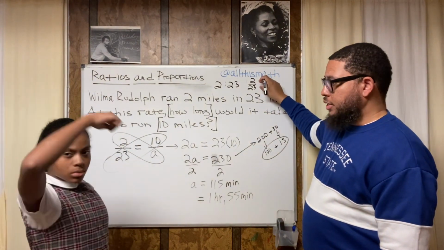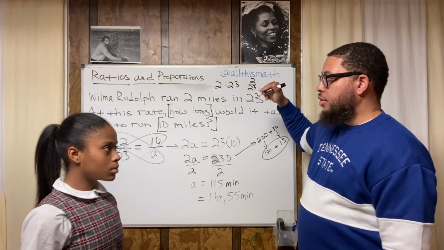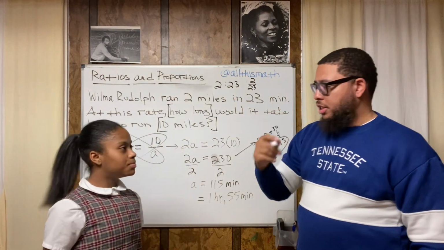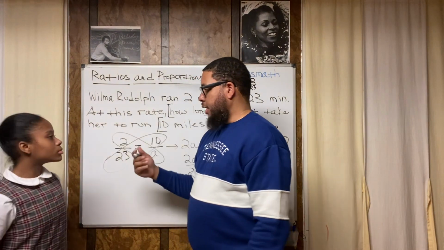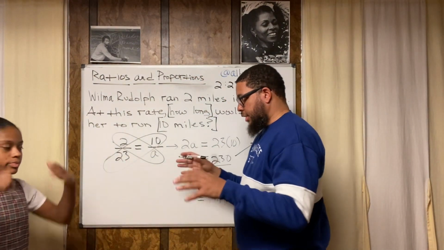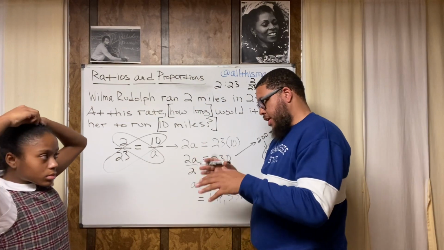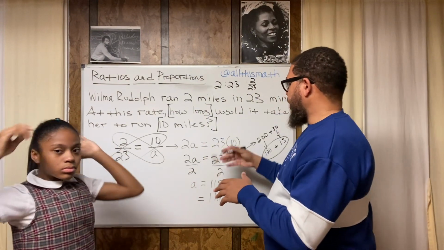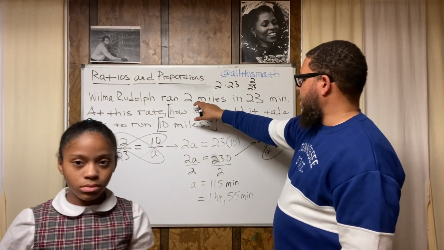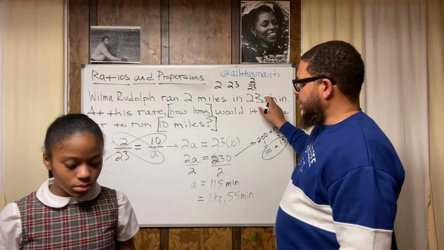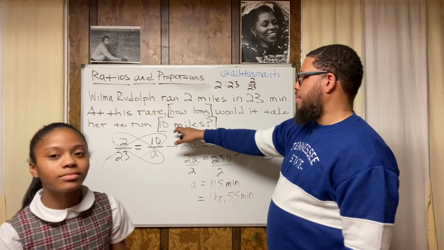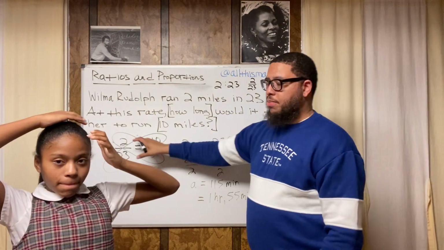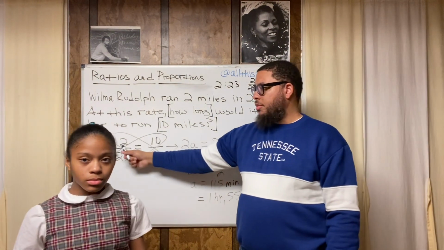And then from this relationship, if two other numbers have the same relationship, so when you see, look, it says at this rate, that means that there are other numbers that have the same relationship with each other, right? So if she could run 2 miles in 23 minutes, then how long is it going to take her to run 10 miles? So you set up a proportion in order to be able to figure that out.